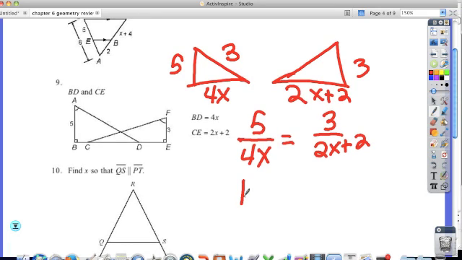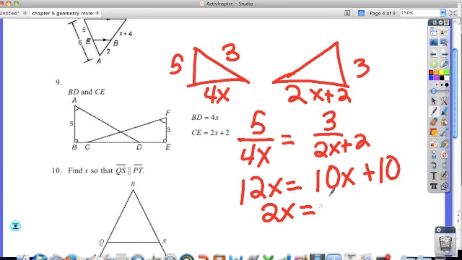So let's go down here. We'll do this side first. 5 times 2x is 10x plus 10. Subtract 10x from both sides. I get 2x equals 10. X equals 5. But they wanted me to find BD and CE. So 5 times 4 is 20. And CE, 2 times 5 is 10, plus 2 is 12.